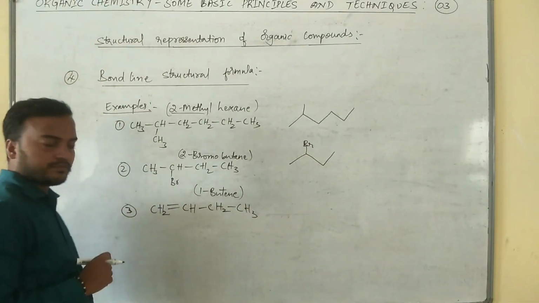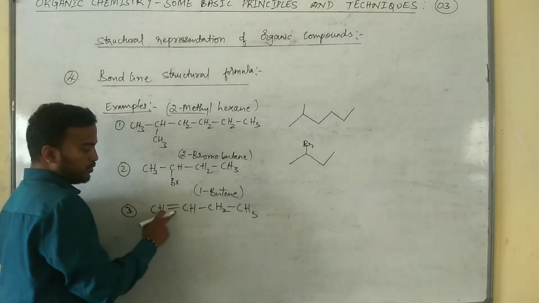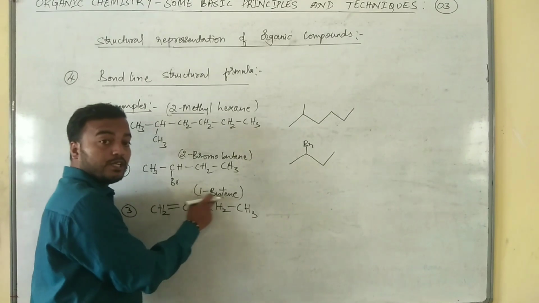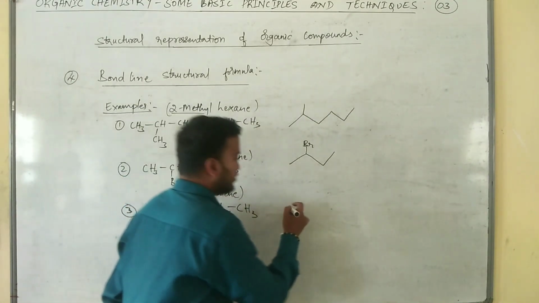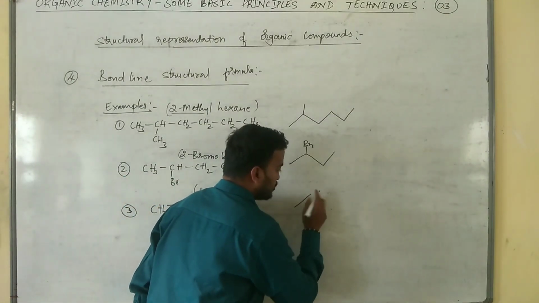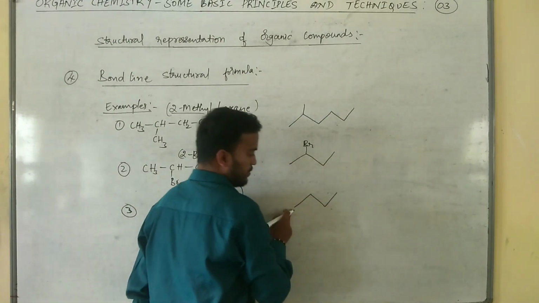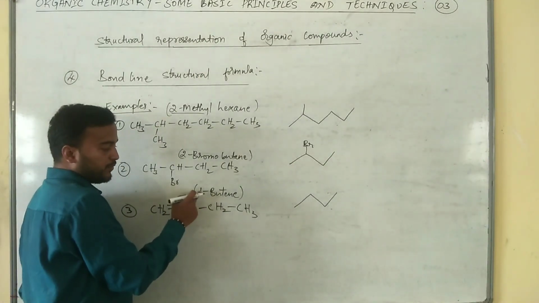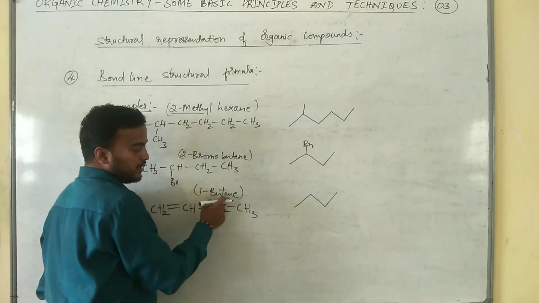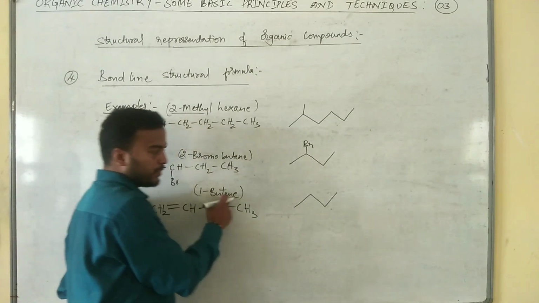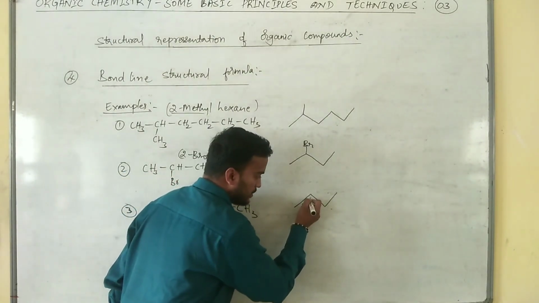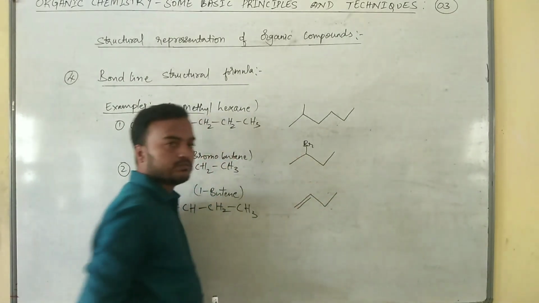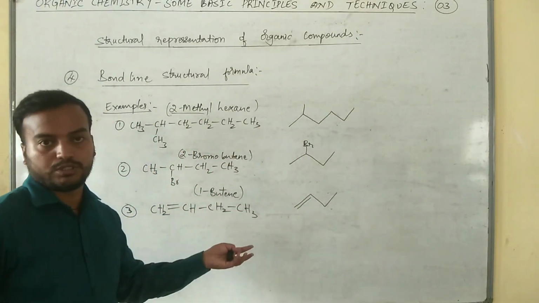In this case, CH2 double bond CH, CH2, CH3. The name of this compound is 1-butene. So the number of carbon atoms is 4. 1-butene means the first carbon atom is bonded by a double bond. So this is the first carbon atom that is bonded by a double bond. So this is the bond line formula.